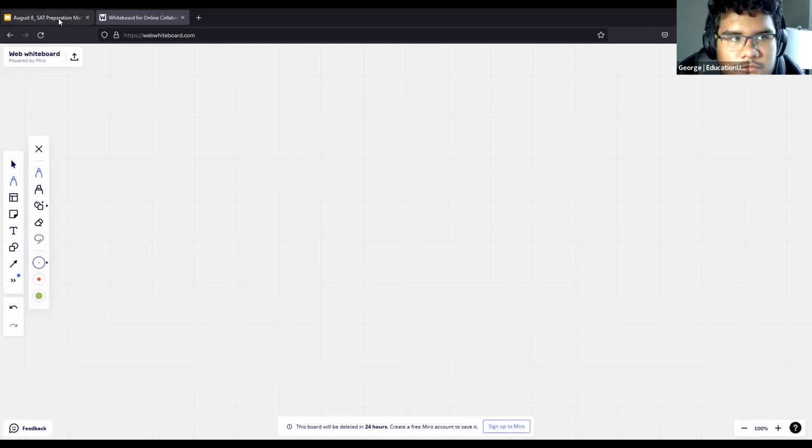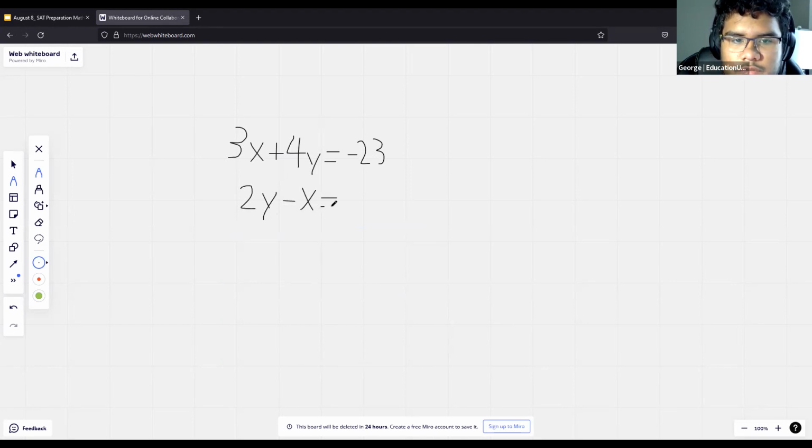Okay, so we started with the two equations here. We had 3x plus 4y equals negative 23. And then the next one we had was 2y minus x equals negative 19.